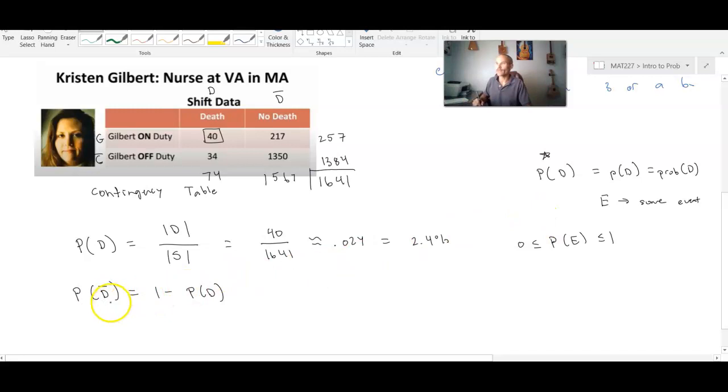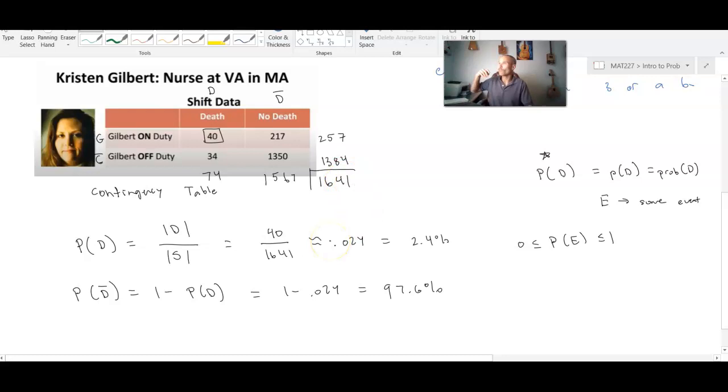And if you think about it, if you look at all the people who did die and you add them to all the people who didn't die, you should get 100% of your entire population. So in this case, 1 minus 0.024 is going to be 97.6% of people who did not die. And that would be the same answer as if we took 1567 divided by 1641.